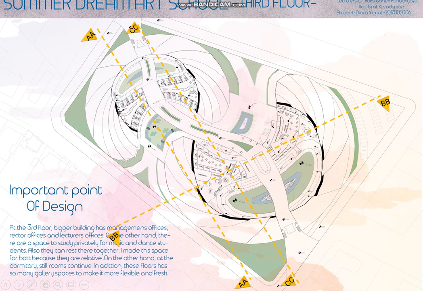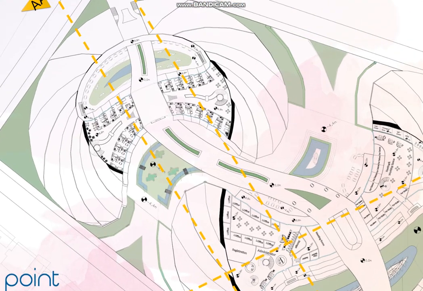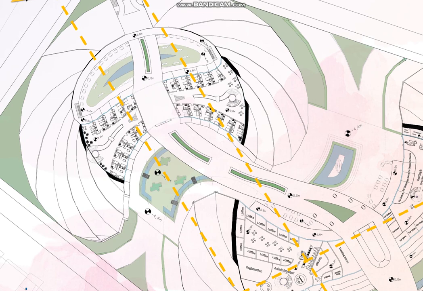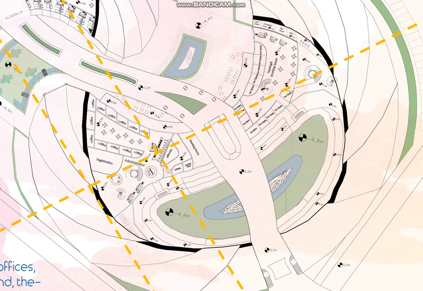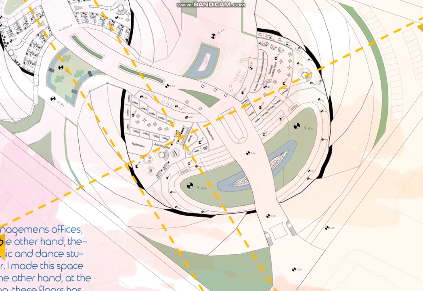And third floor. At the third floor, the bigger building has management office, director office, and lecture office. On the other hand, there is a space to study privately for music and dance students. Also, they can rest together. I made the space for both because they are related. On the other hand, at the dormitory, rooms still continue. In addition, this floor has so many gallery spaces to make it more flexible and fresh. You can see staircases and gallery spaces changed, and you can see the management's administrator and dance and music studio working space.